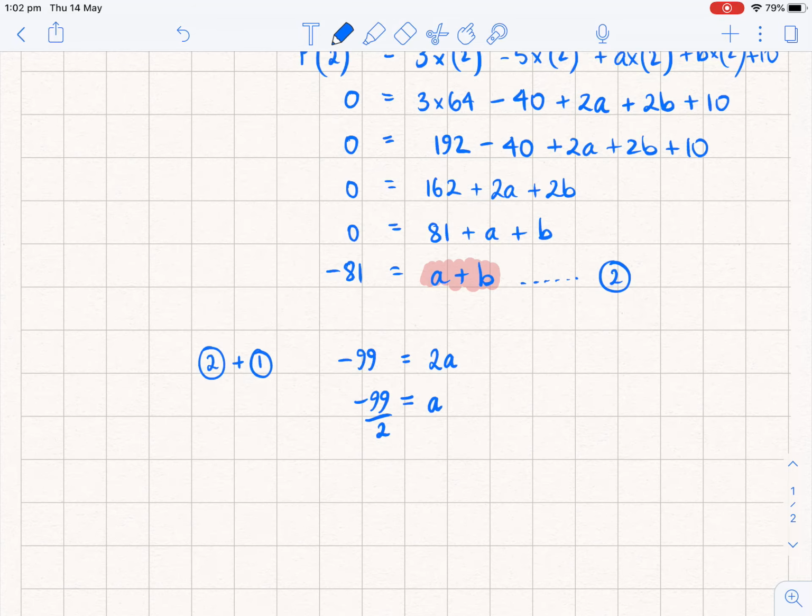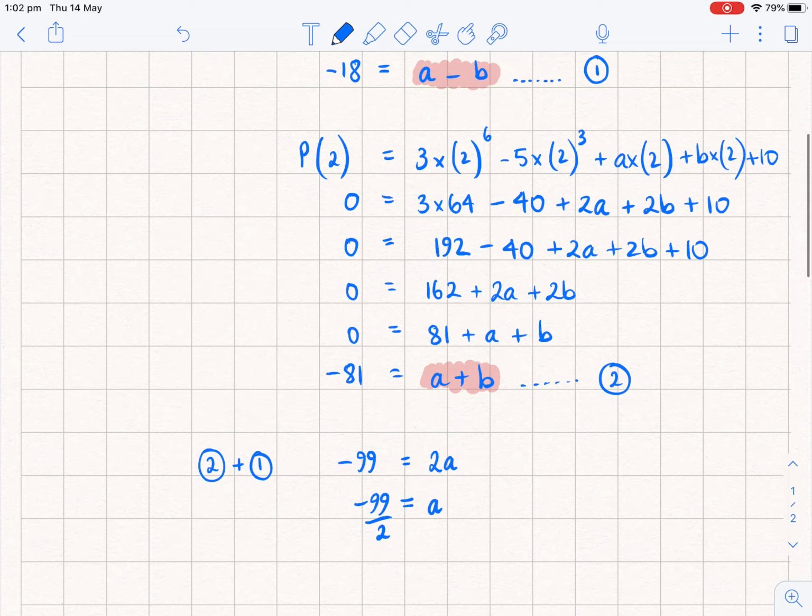Now I can use equation 1 or I can use equation 2. And in this case, I'm going to use equation 1 just because the numbers are a little bit smaller. So I'm going to substitute a equals negative 99 on 2 into equation 1, which gives me negative 18 equals negative 99 on 2 minus b.